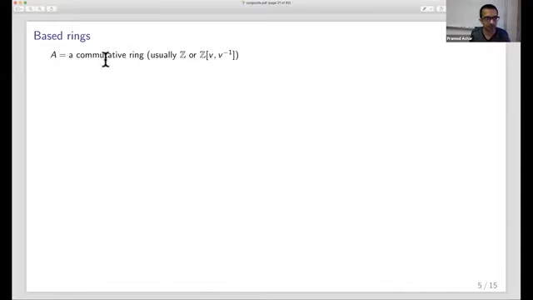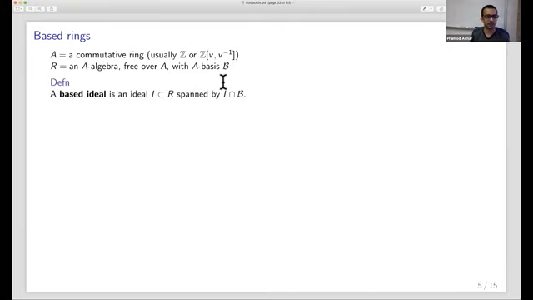So I want to start with a commutative ring. I wrote usually here, but I actually mean always. It's either the integers or Laurent polynomials in one variable. And then I want to take a commutative, sorry, R is not necessarily commutative. I want to take an A algebra, which is free as an A module, and that comes with a specified basis called curly B. And so for such an algebra, I want to make a definition.